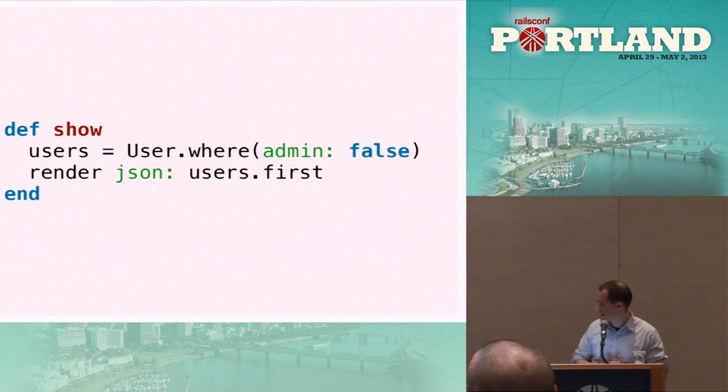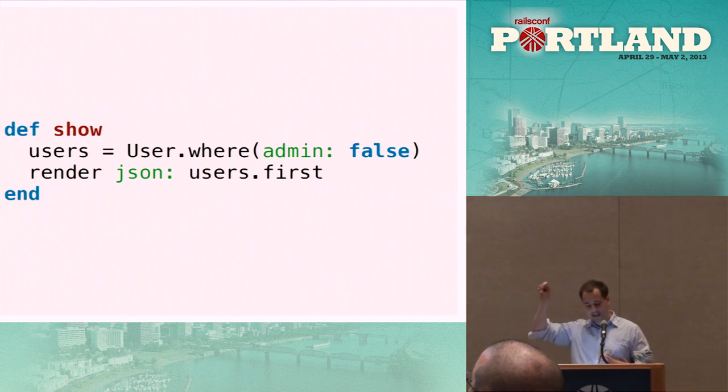What does Senor Katz think? I don't have a microphone. Oh, sorry. Oh, just the second line of this action. The two lines: users equals users.where admin false. The second one is render JSON, users.first. All right, yeah. So I'm just going to let you know, I don't know.